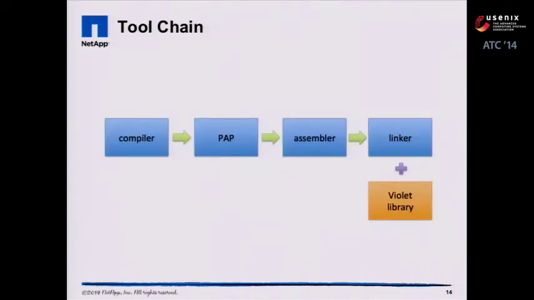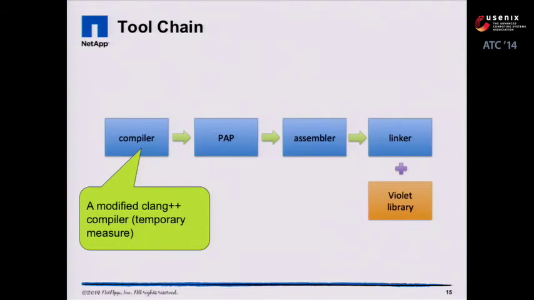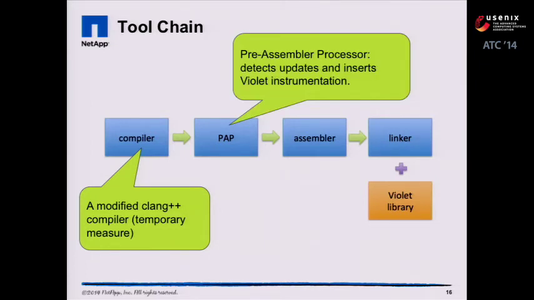So Violet has a tool chain then. We have a compiler which compiles the application. You have to run our preassembler processor. We then run it through the assembler, and then you have to link in the Violet library. We modified a Clang++ compiler to recognize the new transaction keyword in C++. When Clang implements this, we will stop doing this. We're not in the compiler game. And we instrument the code with a preassembler tool. This lets us support any compiler and even any language without any changes to the application.